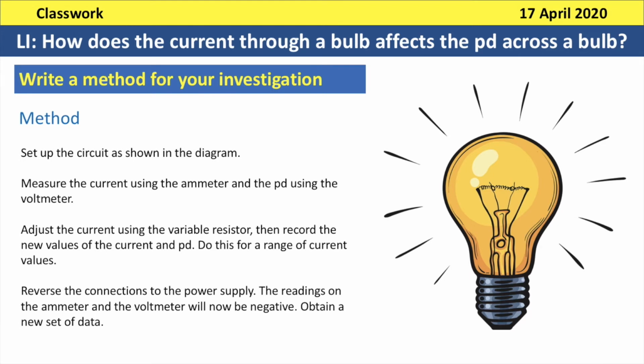We would then adjust the current using the variable resistor. We would adjust it between 0 and 4 amps, and we would record pairs of values for current and potential difference. But obviously you've seen in the results table that I've drawn I want some negative values for current as well. To achieve a negative value of the current, we just simply reverse the connections on the power supply so that the current flows the other way around the circuit. We would then obtain a new set of data.